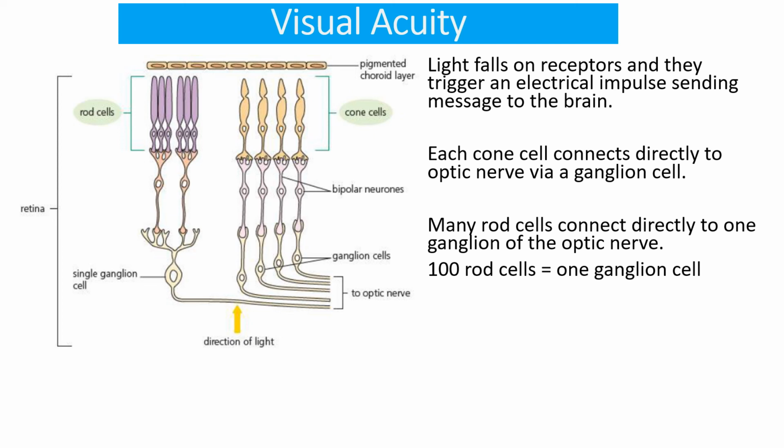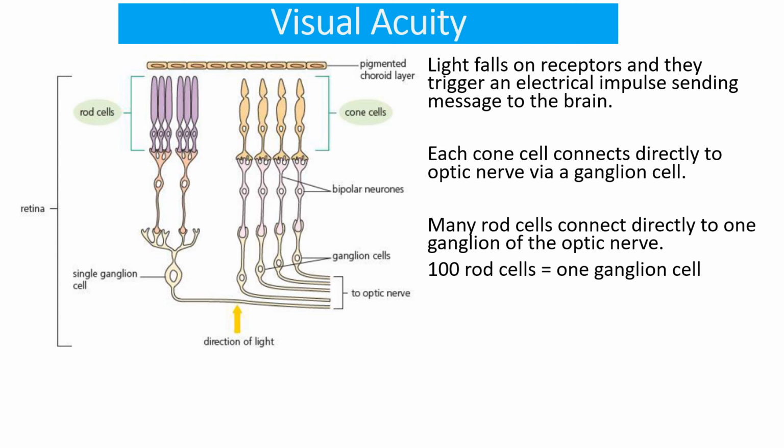Now, just to summarize the difference between rod cells and cone cells. The rod cells, because many of them connect to one ganglion, will be very sensitive to light levels, but they will give information in black and white and give low visual acuity, whereas the cones have one cone to one ganglion, and therefore they give lots of information in colour, high visual acuity, but they've got a low sensitivity to light.